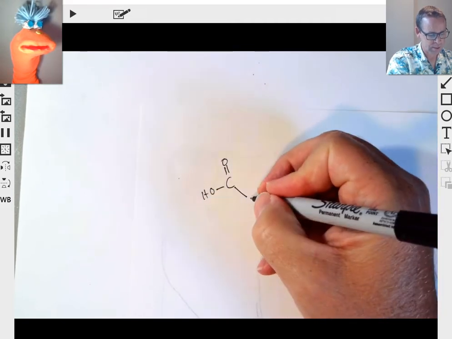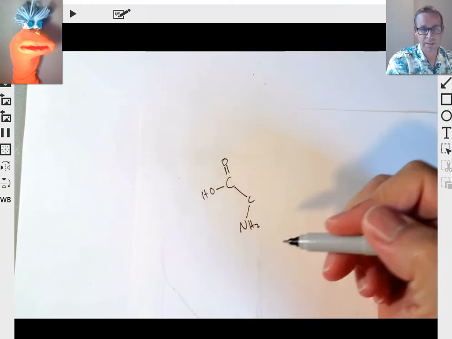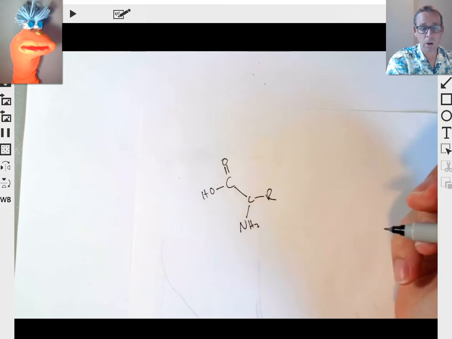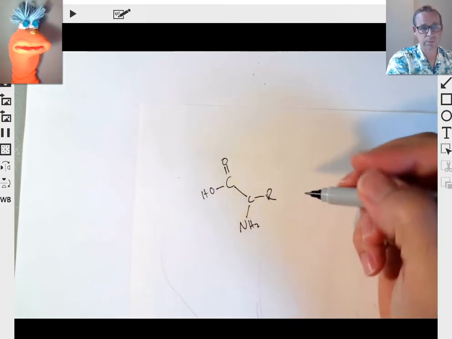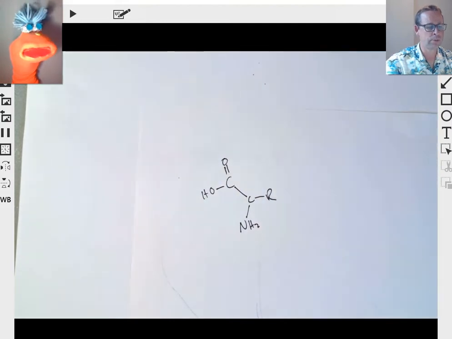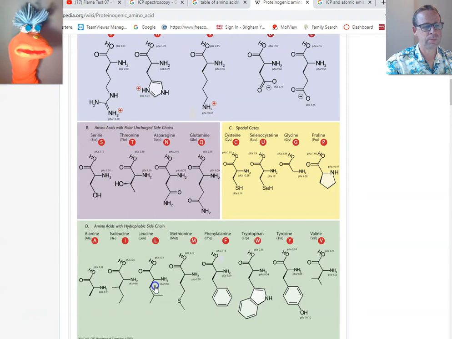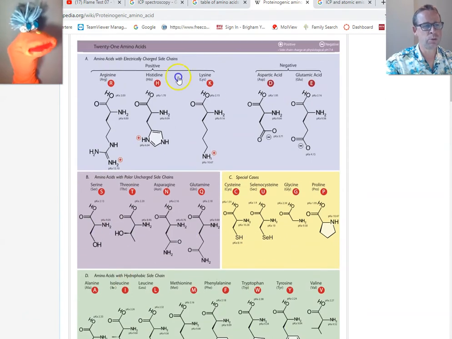This is an amino acid again, so we'll draw R for the rest, the side chain, right? Does that make sense? Yeah, I get that. And there are lots of different things that the side chain can be, like 20 different things. Yeah, see all these different kinds of side chains? I noticed it says 21 amino acids. I thought you said there was 20.